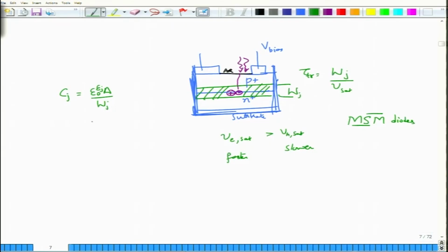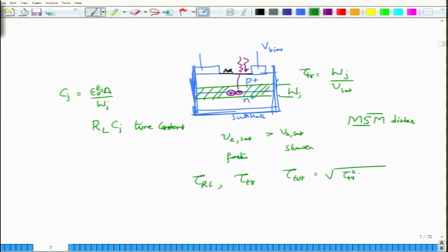Okay. And because there is a capacitance, and usually the load resistance is much larger than any other resistances in the circuit, you have the R_L C_j time constant also into the picture. So, your bandwidth is getting limited by two factors, one is tau RC and the other one is tau TR. The overall time delay can be given as the square root of the sum of these two effects.